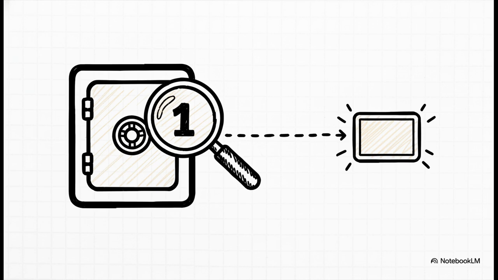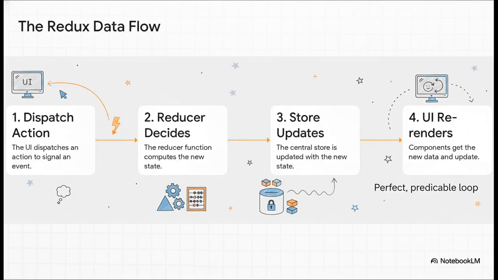Okay, so the store gets updated. Great. But how does our app, the user interface, actually find out about the change? That's the final piece of the puzzle, the selector. A selector is just a little function you write to pull out, or select, the exact piece of data your component cares about from that big store. Your component uses that selector, and Redux is smart enough to know that when that specific data changes, your component needs to update.